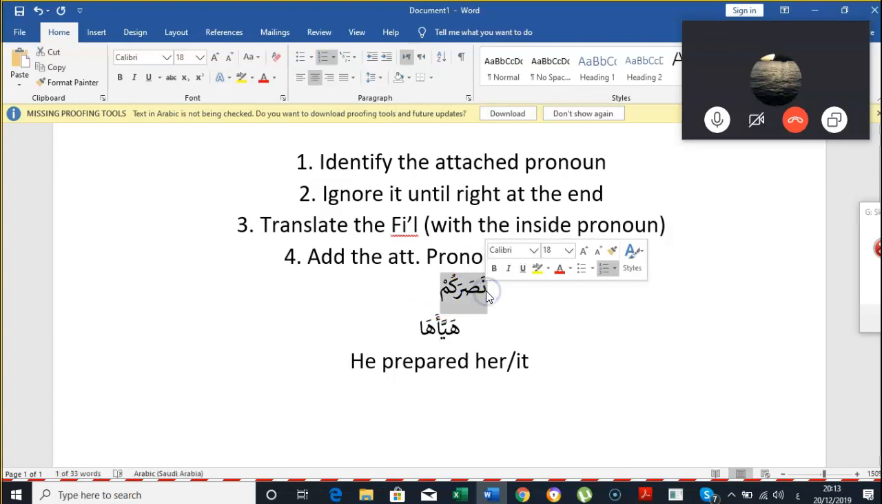So for instance, we shouldn't panic even though it says he prepared it. It's just based on context. Remember, they don't have a word for it in Arabic, so they're either going to use the masculine pronoun or the feminine pronoun. If it was hayya'a huma, then it would definitely be he prepared both of them. It's not both of it. It doesn't happen like that.